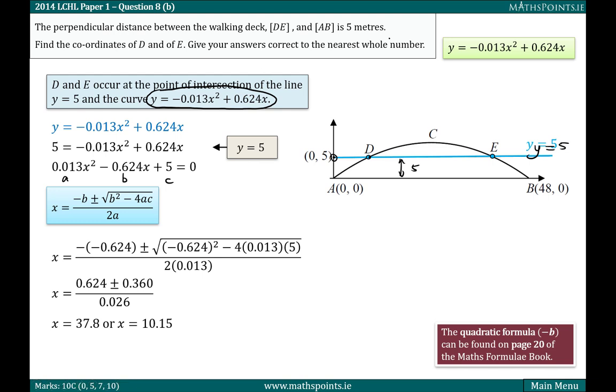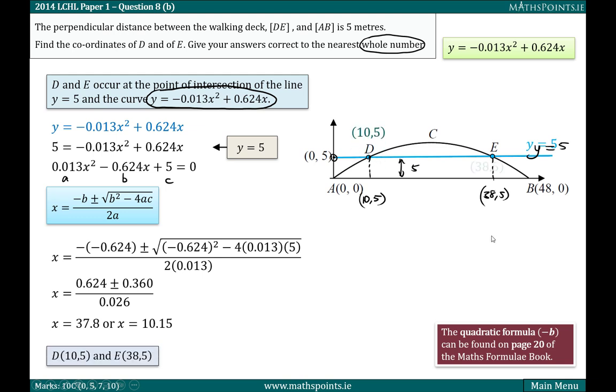And it says give your answers to the nearest whole number, so the rest of this question is sort of an estimation. But one of the values, the D value, is, let's say, 10.15, which we're just going to call 10. So that's D is 10, 5. And then the E point is 37.8. We round it to 38. So that's 38, 5. So those are the coordinates of D and E, correct to the nearest whole number.